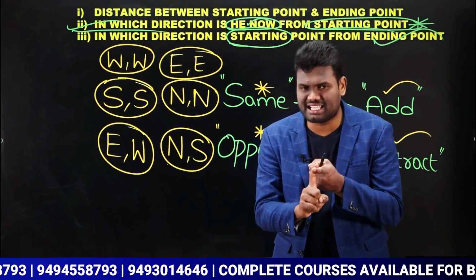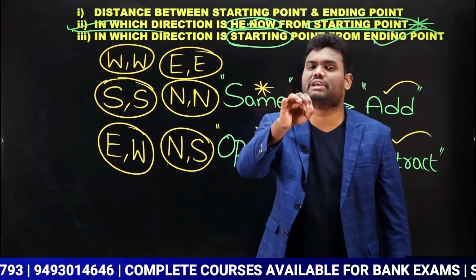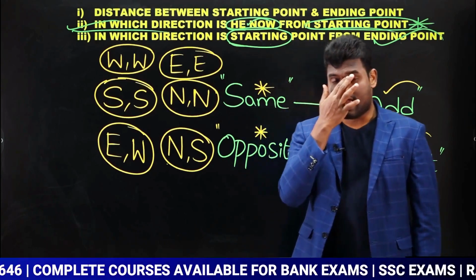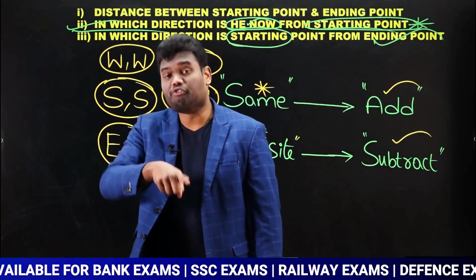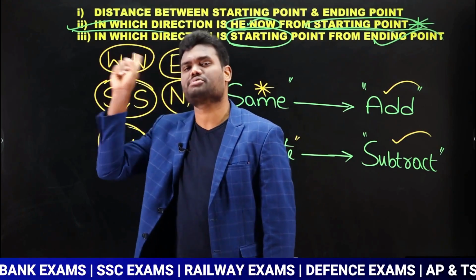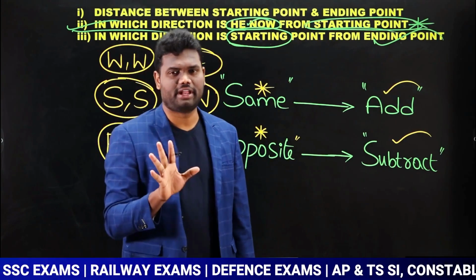So the first model question is, in which direction is he facing now? That is your first model. And here the question is, in which direction is he now from the starting point? From the starting point. Is that clear? Very, very, very important.